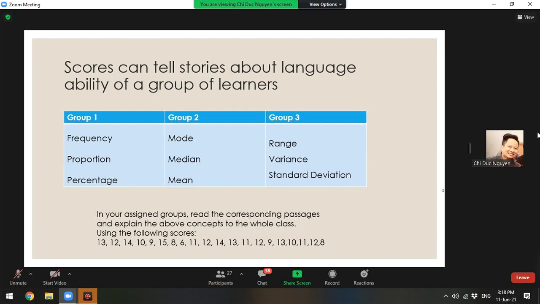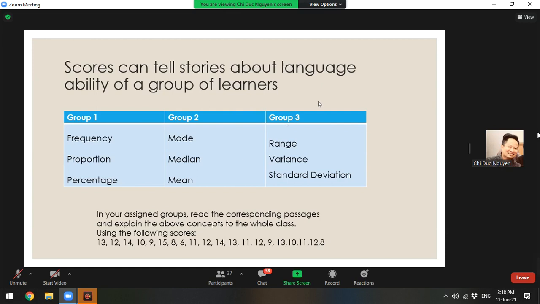So from this comparison, from this situation, you're going to see that the combination of mean and standard deviation helps you to compare the performance of one group of students to another. If we just focus on the mean, of course, it can give a wrong picture about the language ability of two or more groups of students. Only when you combine the mean and standard deviation together can you conclude whether group A outperforms group B or vice versa.